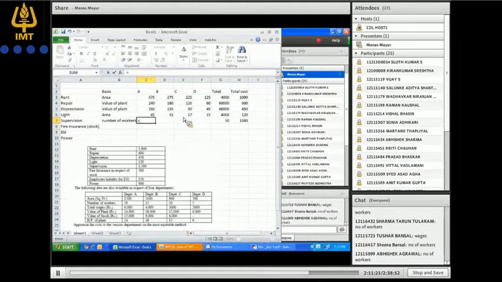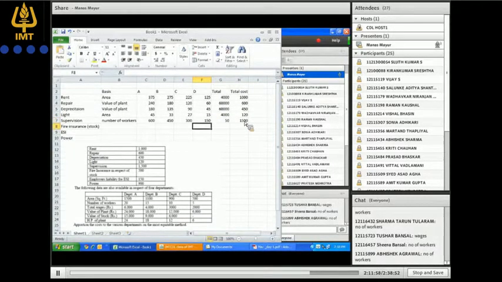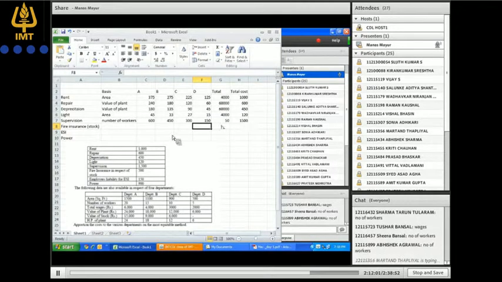For A, it is 20 divided by total number of workers multiplied by total cost. For B, the number of workers is 15, divided by total number of workers multiplied by the total cost. For C, this will be 10 divided by total number of workers multiplied by total cost, and for D it will be 5 divided by total number of workers multiplied by total cost. This is how the supervision cost can be distributed to all these 4 departments.